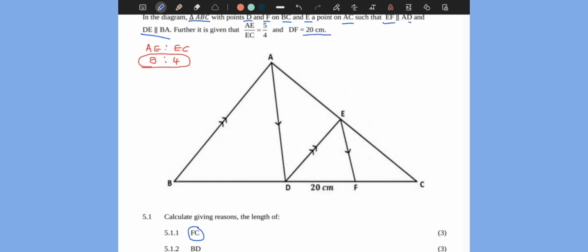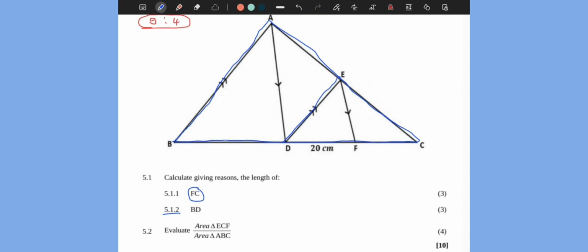I'm going to highlight the triangle that is forming the proportionality theorem and having the BD on it, which is this one. This is the larger triangle, right? BA and DE are parallel, so this bigger triangle here is forming the proportionality theorem.